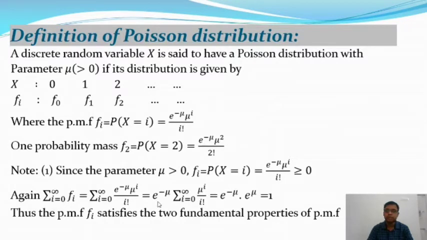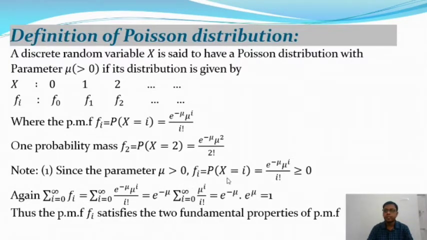So e to the power minus mu is a constant while mu is a parameter, into summation over i equal to 0 to infinity mu to the power i by factorial i. And this is the infinite series of the exponential function, that means e to the power mu. So e to the power minus mu into e to the power mu equals 1.